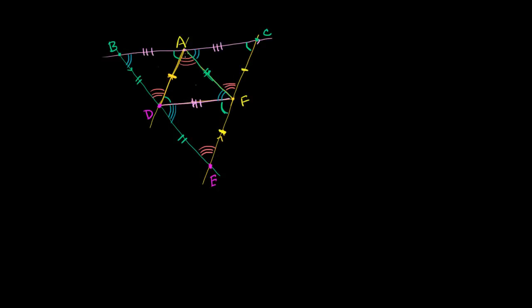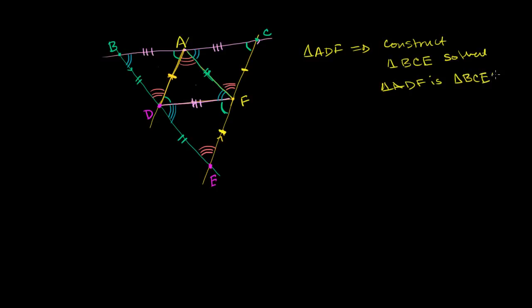We've shown that if you start with any arbitrary triangle, triangle ADF, we can construct a triangle BCE so that ADF is triangle BCE's medial triangle. And all that means is that the vertices of ADF sit on the midpoints of BCE.